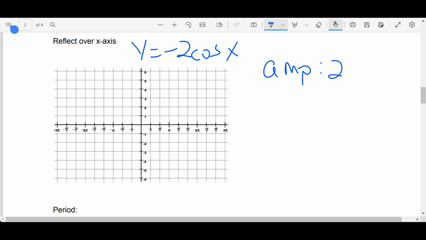So, instead of starting at 0, 2, like you normally would at 2 cosine x, you're going to start at negative 2. Put a value there, there, there, there. And that's what the graph would look like. So it's reflected over the x.